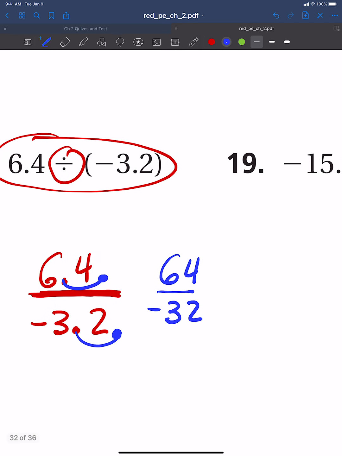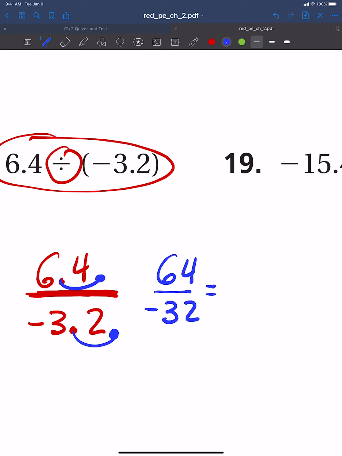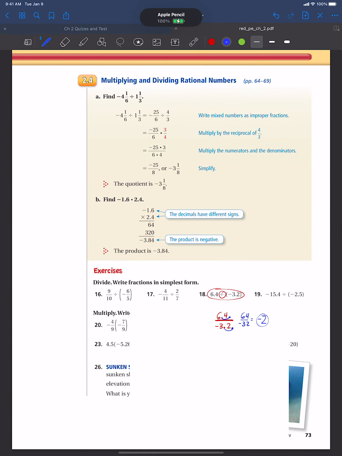Now, without even solving it, will my answer be positive or negative? Negative. Because one negative continues to be a negative. Okay. How do you know it's 2? Because 32 times 2 is 64. Yeah. Half of 32 is... No, negative 2. Good job. Negative 2. Good job, kids. Okay. That was all of chapter 2. Wow, that was so cool.